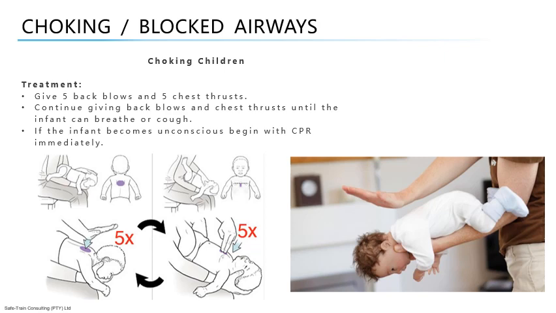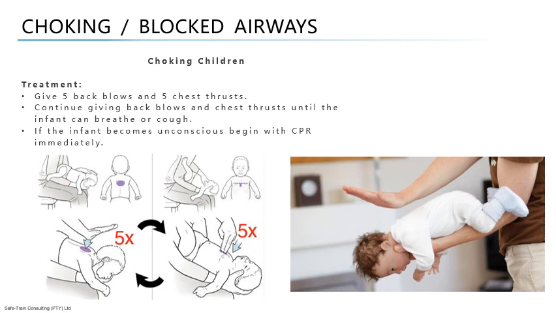Place your arm down on your thigh, being sure that the infant's head is lower than his or her chest. Using the heel of your hand, give 5 back blows between the infant's shoulder blades. Be sure to hold the infant's jaw with your thumb and fingers to stabilize his or her head. You must turn the infant back over to give chest thrusts.